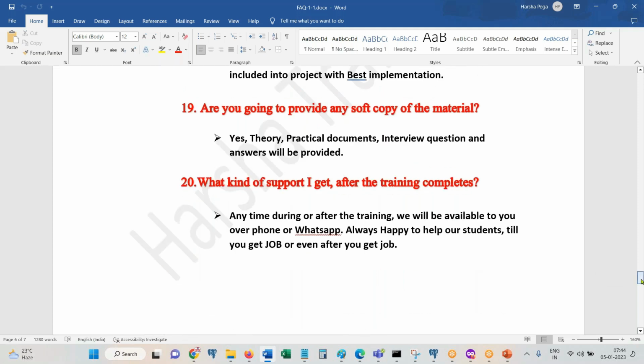Are we going to provide any soft copy of the material? Yes, we are going to provide the soft copy of the material to every one of you, including theory documents, practical documents with screenshots, and video access, everything.